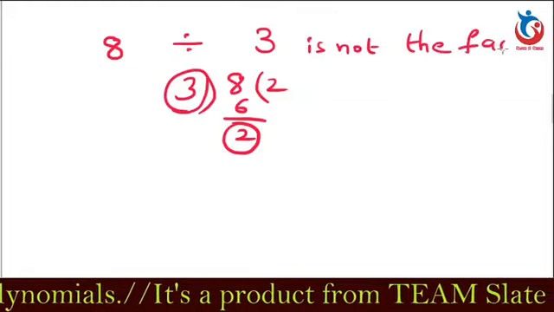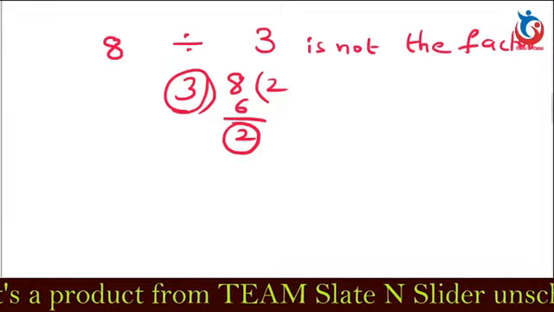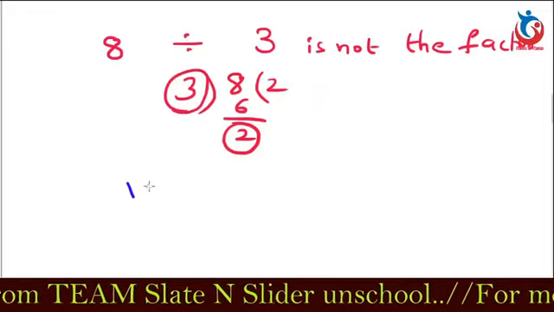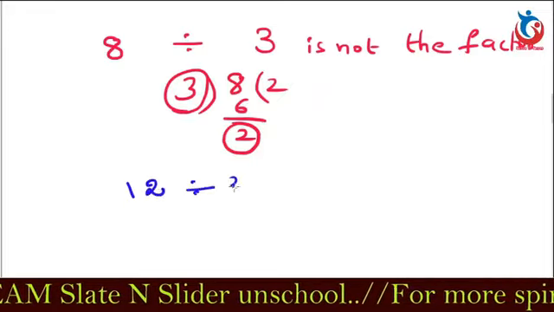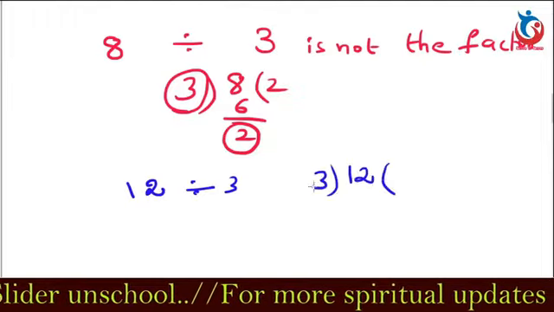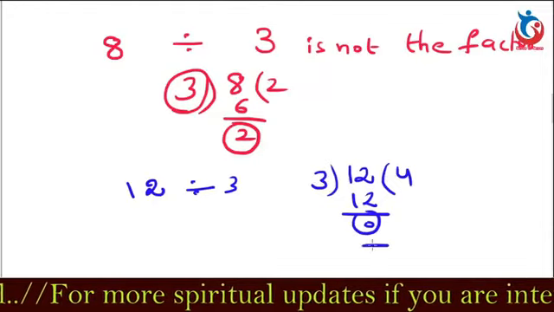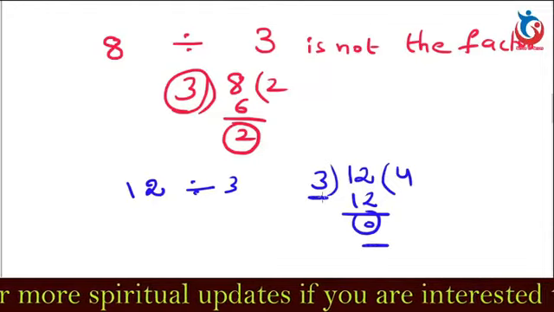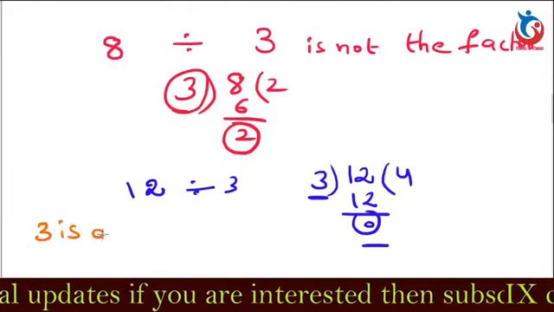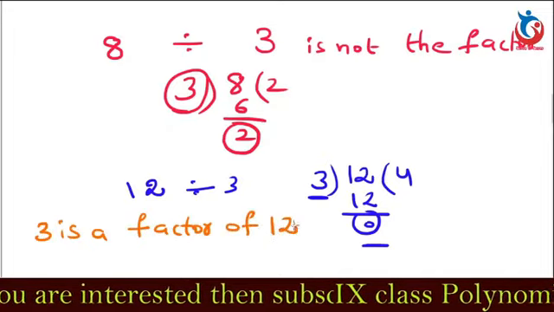So if we get a remainder, then we can say that it is not a factor. And let us take one more number. Suppose check whether 3 is a factor of 12. So we should divide 12 by 3. 3 fours are 12, remainder 0. Yes, we got the remainder 0. So 3 is a factor of 12.